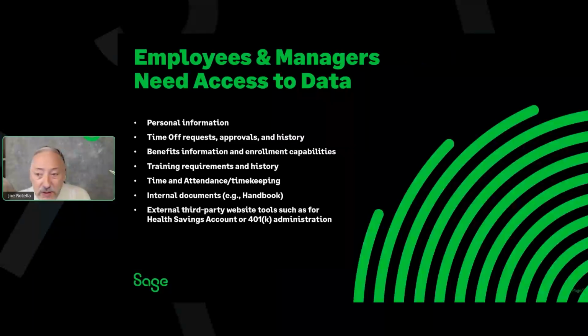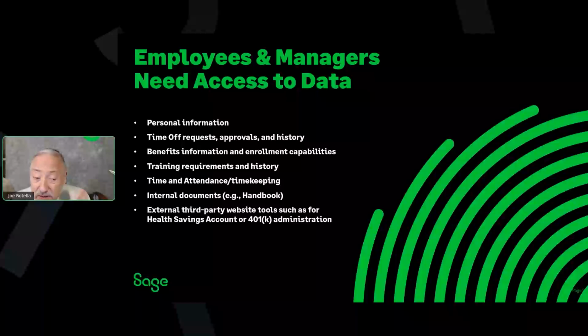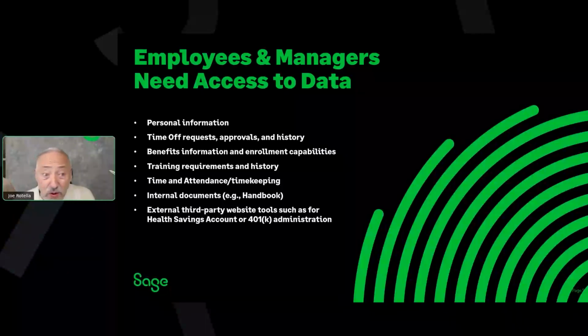So here on this next slide, we made a list. What is it that they want to have access to? Well, they want information about their personal information, right? That could be their emergency contacts or anything like that. Time off requests, approvals, and history. That's avoiding that phone call that we just talked about. Benefits information and enrollment capabilities. Maybe it's their training requirements and a history of the classes that they've taken. Of course, time and attendance and timekeeping.